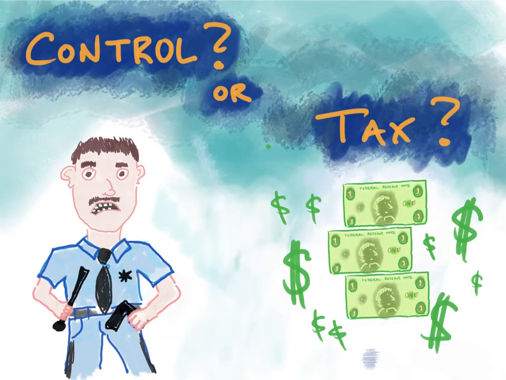I've talked about these two options that the government has for managing externalities: controlled consumption or tax consumption. The question is, which one should we do?